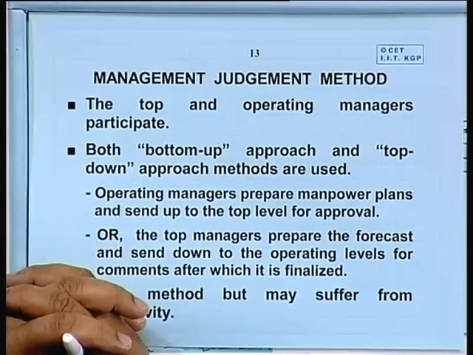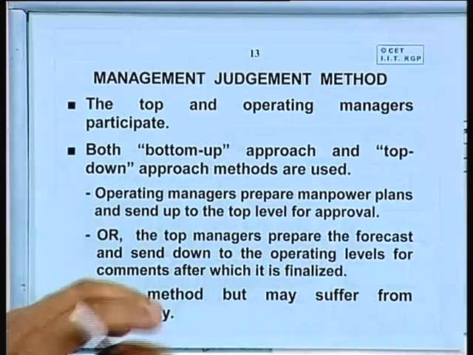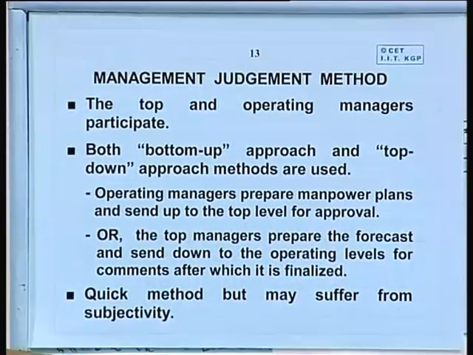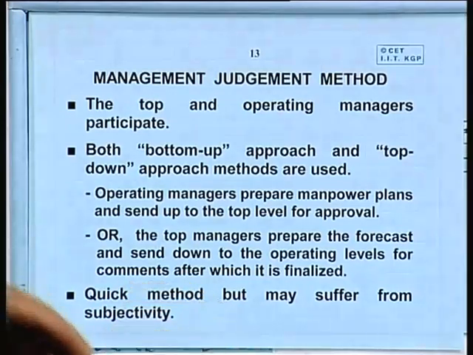So, managerial judgment method: the top and operating managers participate. That is not only the top managers, but the operating managers. Both bottom up approach and top down approach methods are used. What does it mean? What is bottom up approach and what is top down? It means exactly what it says. Operating managers are at the bottom, top managers are at the top.